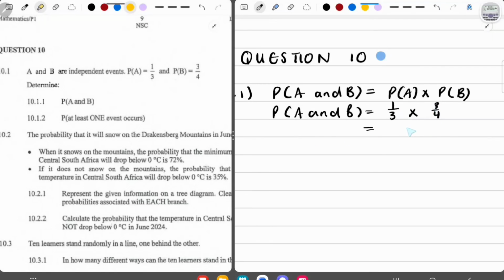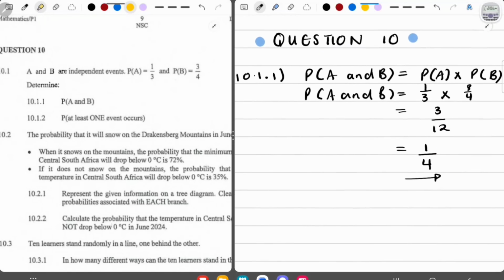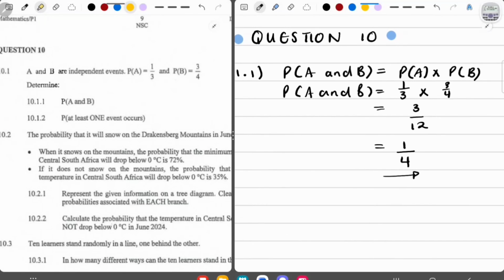So that is 1 times 3, which is 3. 3 times 4, which is 12. 3 over 12. They have 3 as a common factor, so divide by 3. That's 1 over, this divided by 3 is 4. 1 over 4. That is your answer. Okay, so that is the first question. Always take note of when they say these things, okay? Remember what independent events do. Remember what mutually exclusive events do.